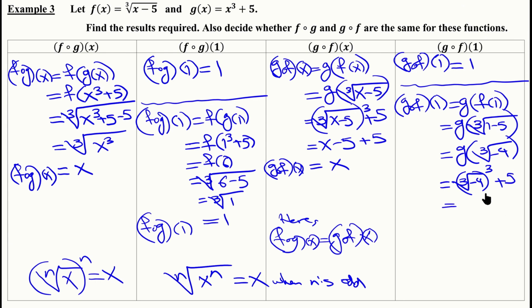Now, what is the cube root of -4 cubed? Well, remember, the cube root of any number to the power of 3 is just going to be the number. So that's just going to be -4 plus 5, which is going to be 1, as we found already indirectly. So here we have g circle f of 1 equals 1. All right, so that's basically operations on functions, and then a more complex type of operation called composition of functions, where the output of one function becomes the input of another function.